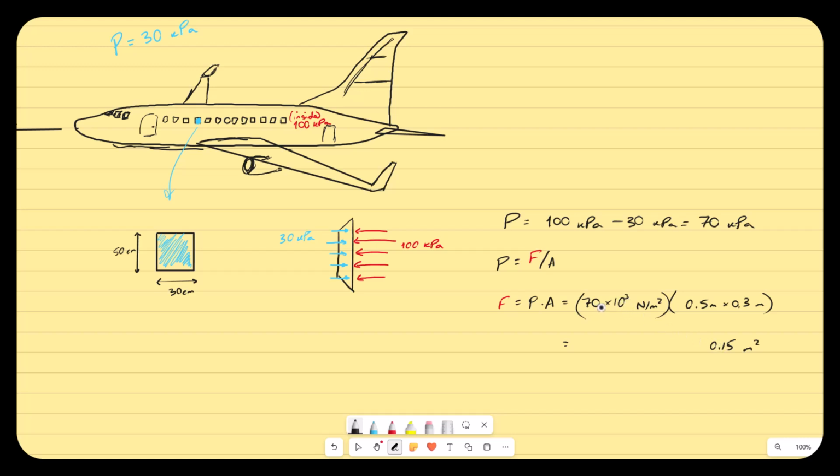The times 10 to the third is going to be 1, 2 is 150. Another 0 is 1500 times 7. That gives me 10,500, and that will be in newtons. It's a lot of force, but that's also why these windows are so strong.